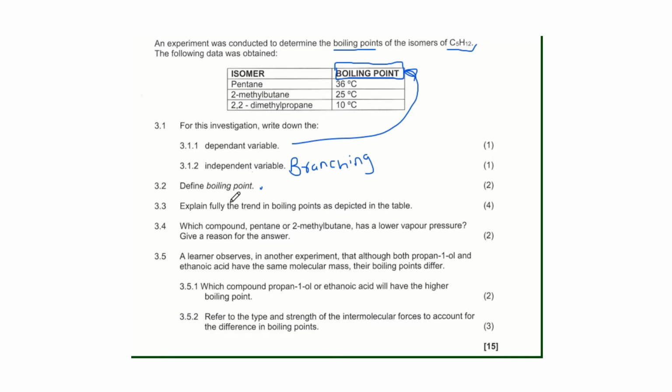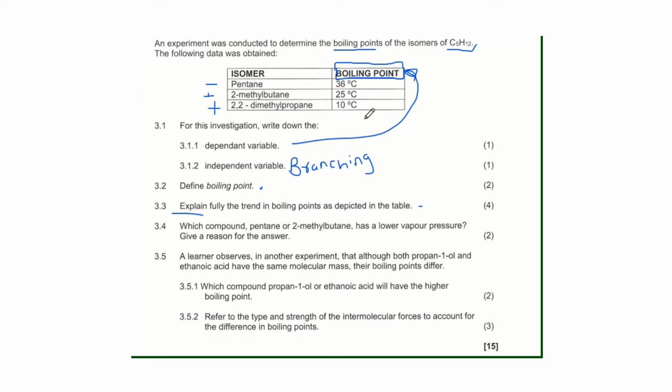3.3 says, explain fully the trend in boiling points as depicted in the table above. You can see that here we don't have a branch, it's just a straight chain. Here it's a chain which is branched. And then here it's a chain with two branches, 2,2 on this one. So you can see that the branching is increasing when you go down, and when you increase the branching, you can see what is happening to the boiling point.